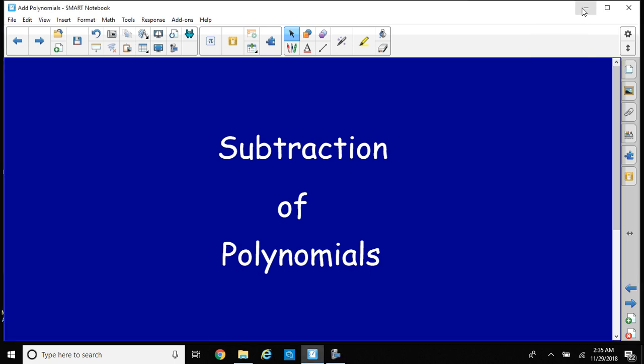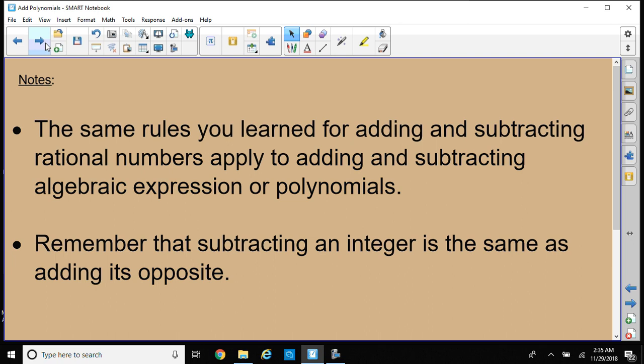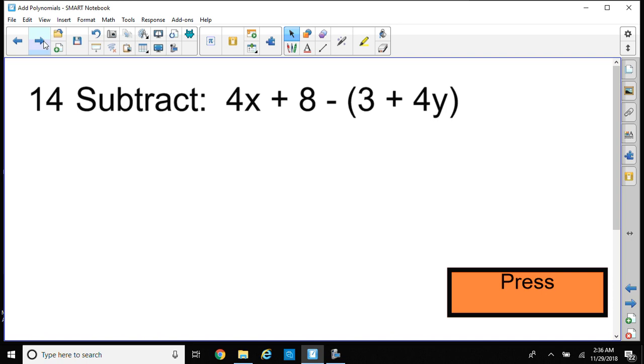This is Dr. Robinson, and we're going to continue our studies. This time we are talking about subtraction of polynomials. Please note the same rules that you learned for adding and subtracting rational numbers or integers apply to adding and subtracting algebraic expressions or polynomials. Remember that subtracting an integer is the same as adding its opposite. That's the key feature we're going to deal with today. So you're going to add the opposite of the second term, or the additive inverse of the second term.